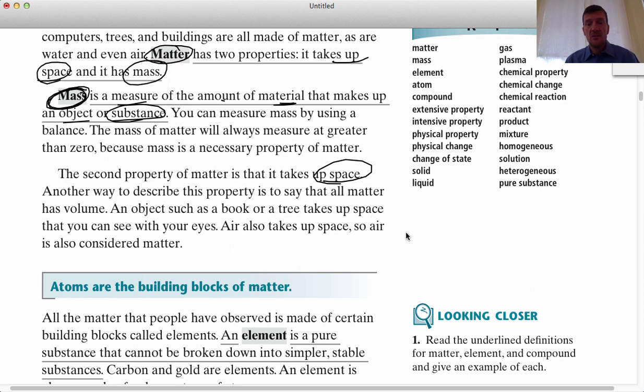By the way, we're going to be talking about something called density coming up, and density is the measure of mass, the stuff, divided by the volume of that stuff. So it's basically measuring how packed together is that material, is that matter. Okay?